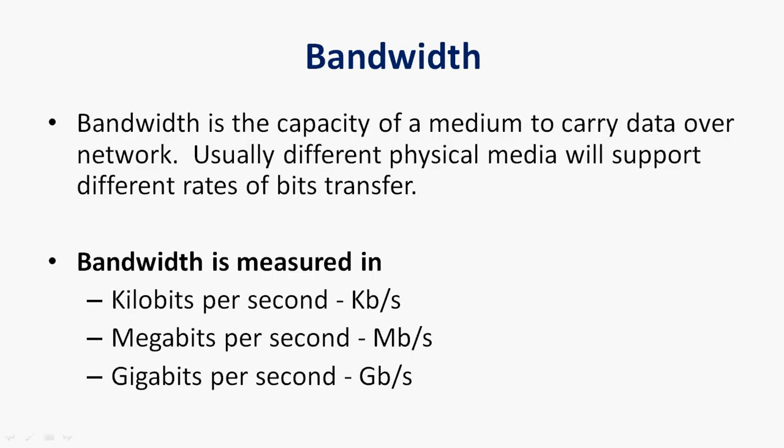Now we will see the term bandwidth. Bandwidth is the capacity of a medium to carry data over a network. Usually different physical media will support different rates of bit transfer. And here we can see bandwidth is measured in kilobits per second, megabits per second, and gigabits per second.